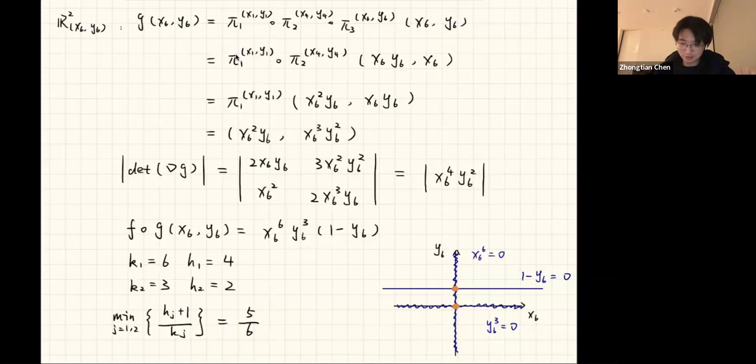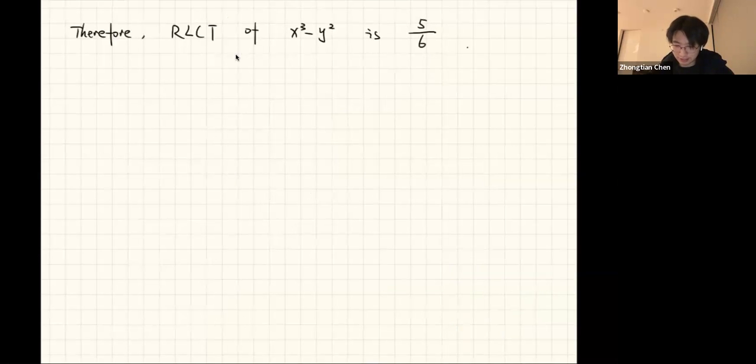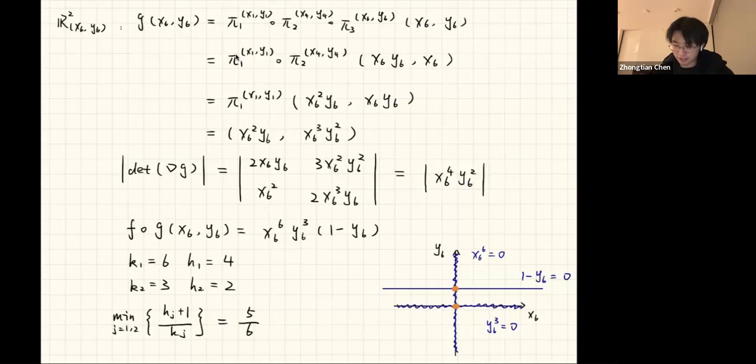Sorry about the rush for this example, but all the calculation details will be on the notes. And that's all. And you can see even for such a simple curve, to compute RLCT takes a lot of effort. So that's the conclusion of this lecture.